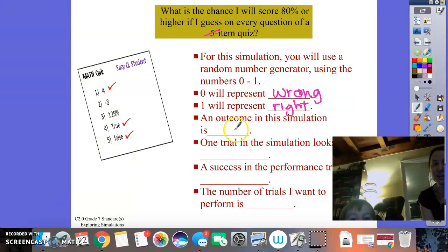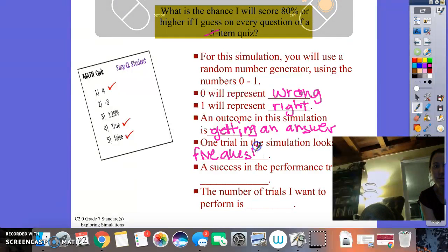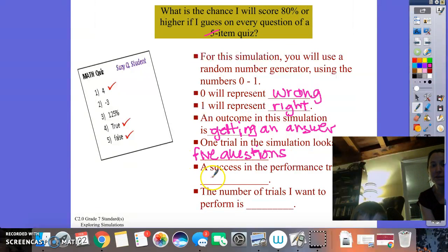So an outcome in this simulation is getting an answer. And one trial in this simulation would be answering all 5 questions. A success in the performance trial would be getting that 80% or higher.